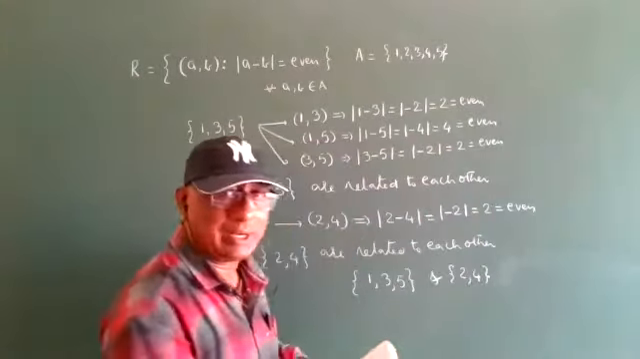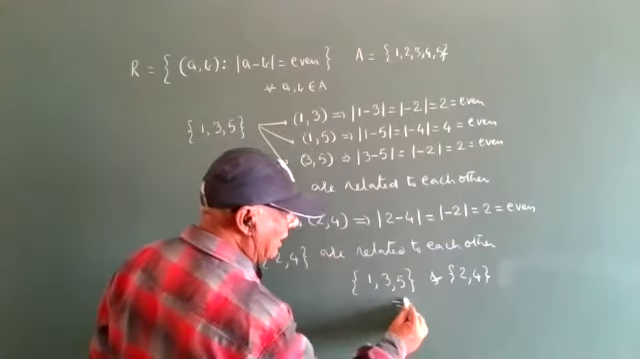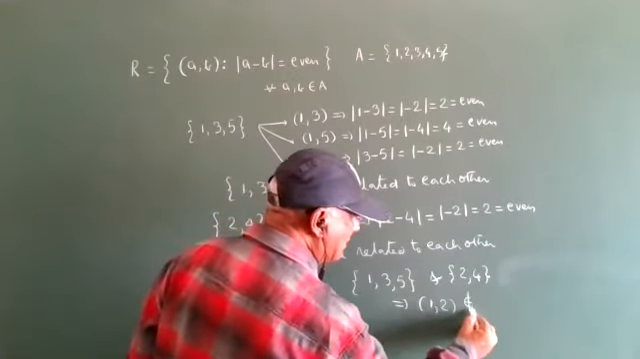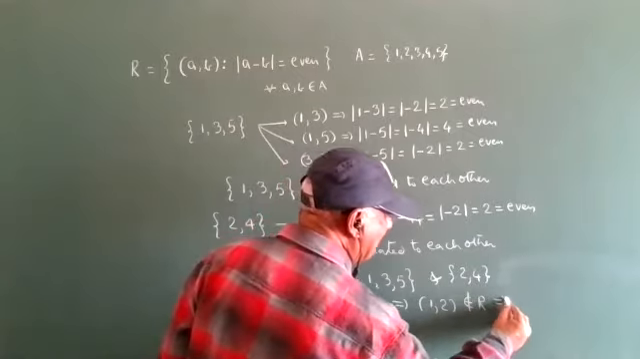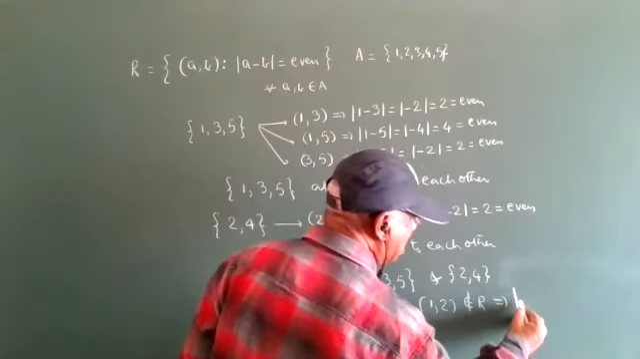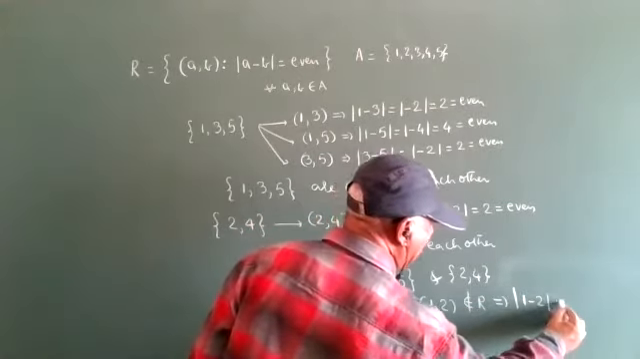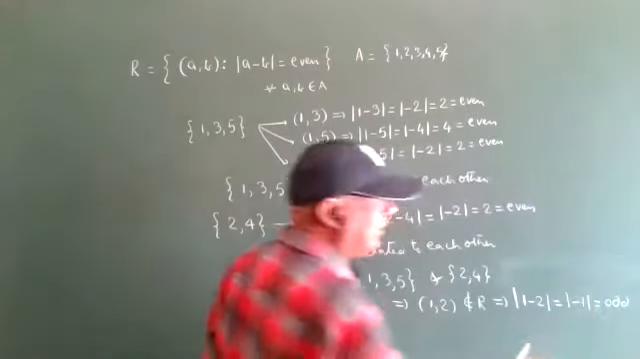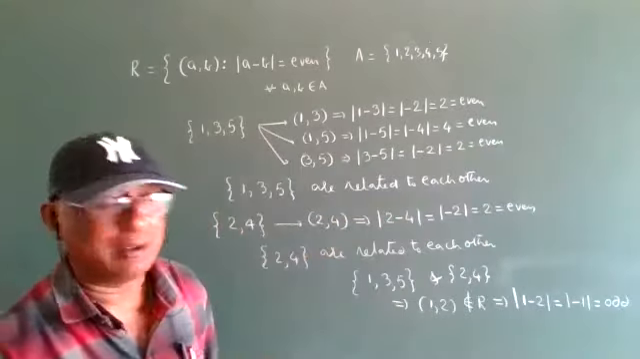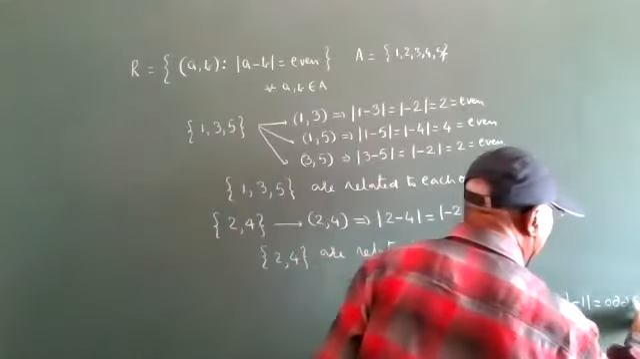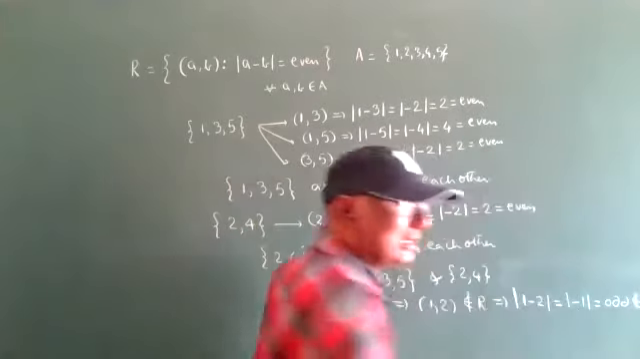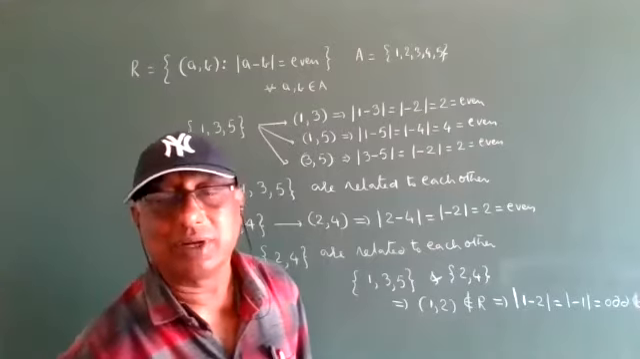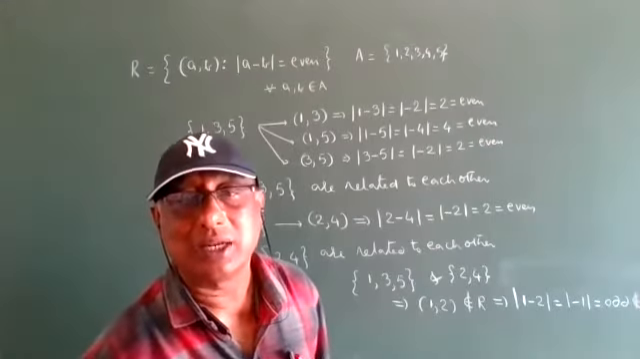I will write it here. Now see, 1 comma 2 does not belong to R. The reason is that the modulus of 1 minus 2 becomes an odd number, but the relation requires an even number. We are getting an odd number, therefore it is not in the relation.